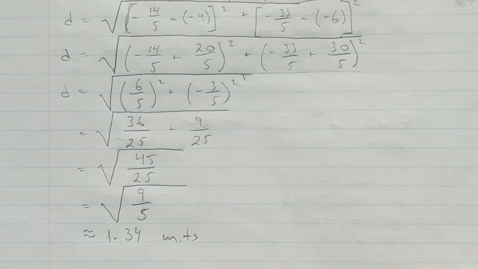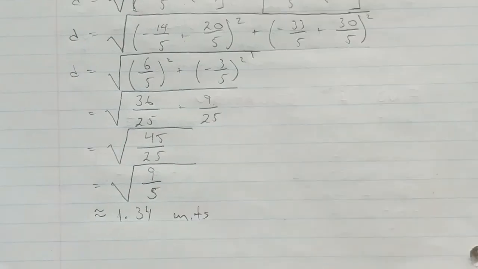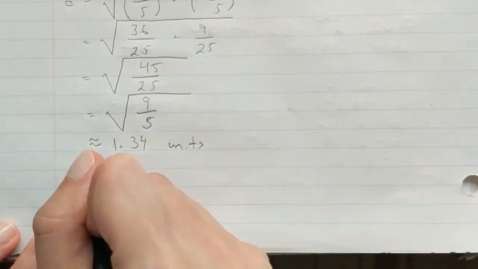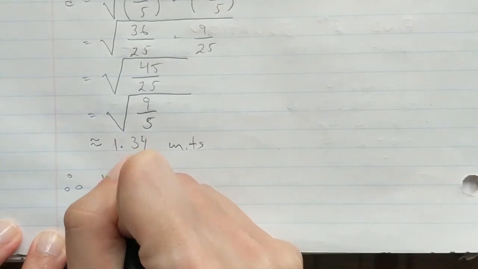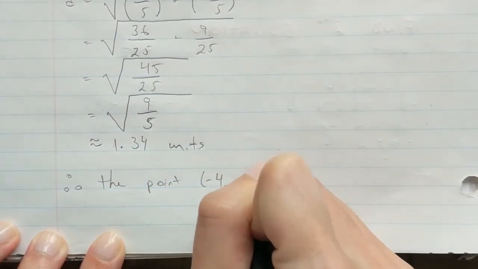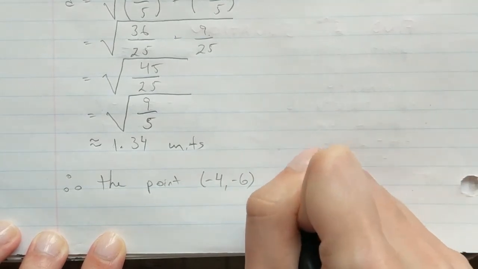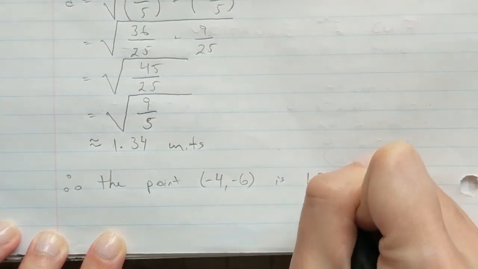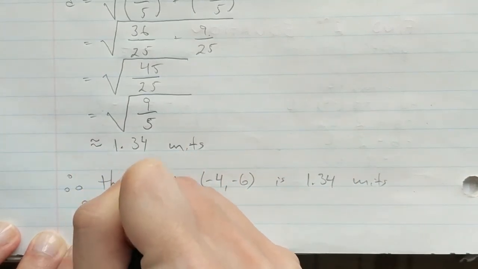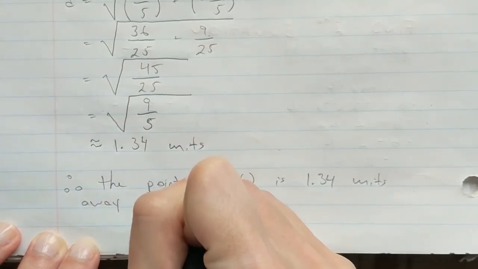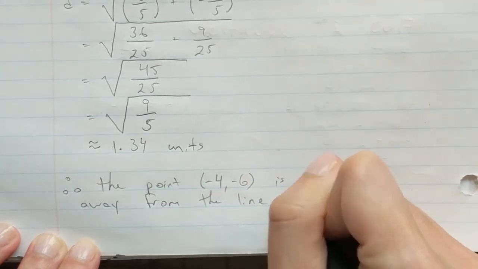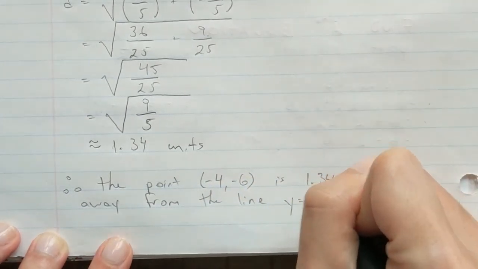Using a therefore statement here, I'm going to say therefore the point negative 4, negative 6 is 1.34 units away from the line y is equal to 2x minus 1. And there you have it.